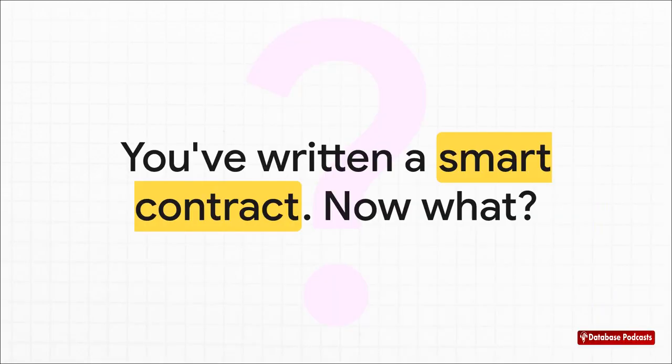So you've done it. You've spent all this time crafting the perfect smart contract. The logic is tight, the code is compiled, but what is it really? Right now, it's just a file sitting on your hard drive. So how does it make that leap from a static piece of code to a living, breathing application?